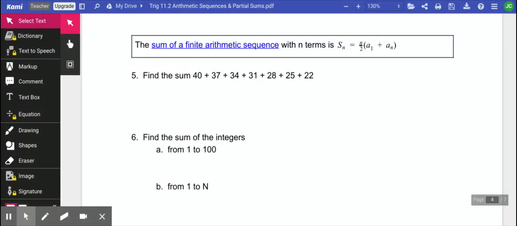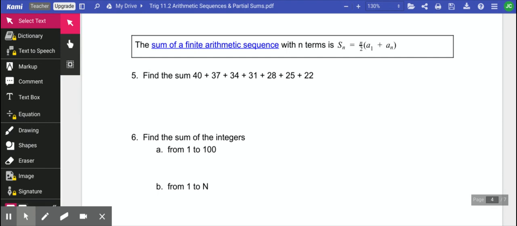We also have a formula to find the sum of a finite arithmetic sequence. S means sum, and Sn means we're taking the sum of that many terms. So the formula is n divided by 2 times a1, which is the first term, and an, which is the last term.